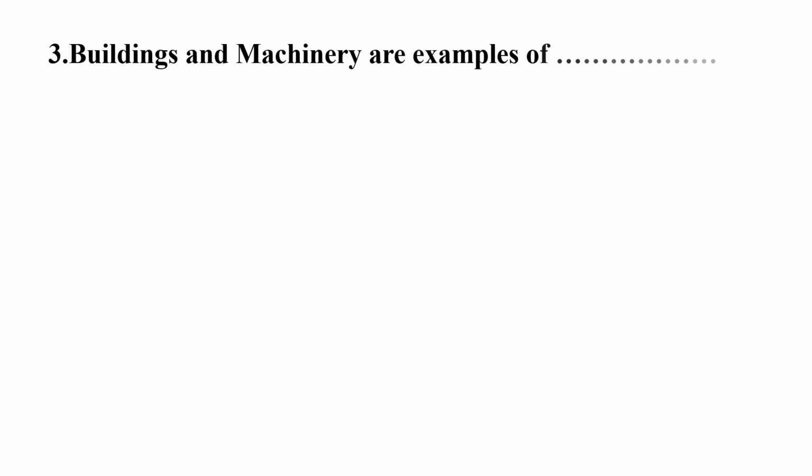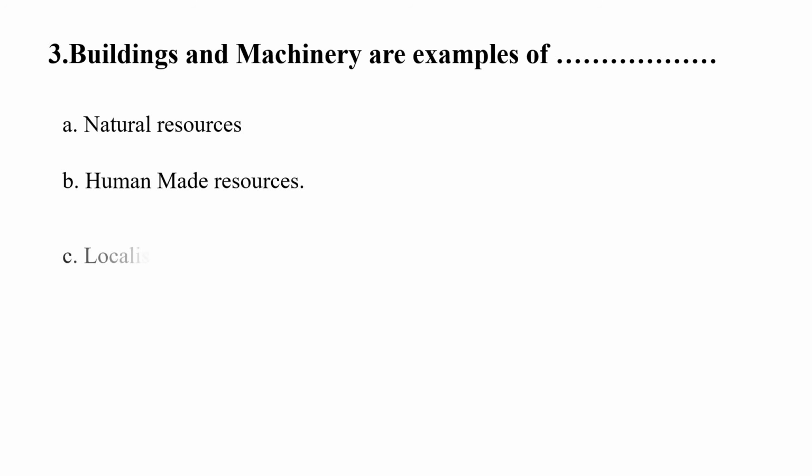Buildings and machinery are examples of dash. Your options are A. Natural resources, B. Human-made resources, C. Localized resources, or D. None of the above. And the correct answer is B. Human-made resources.